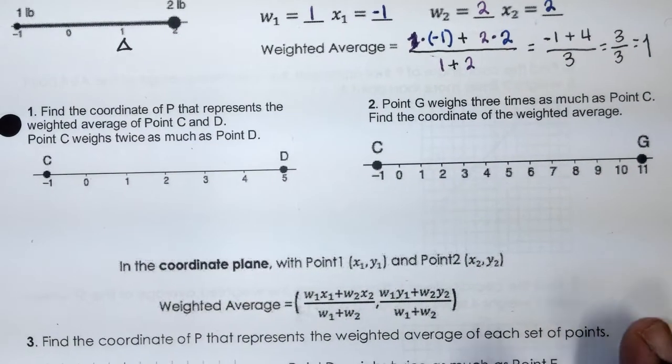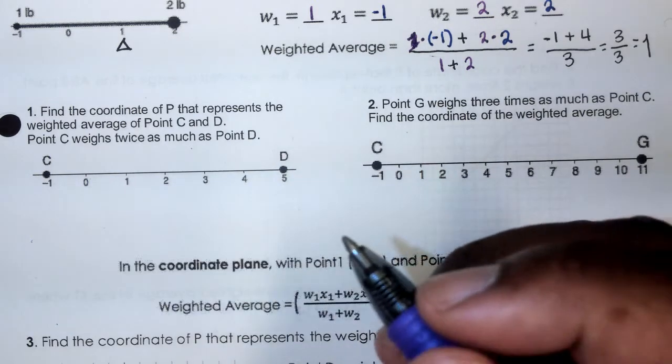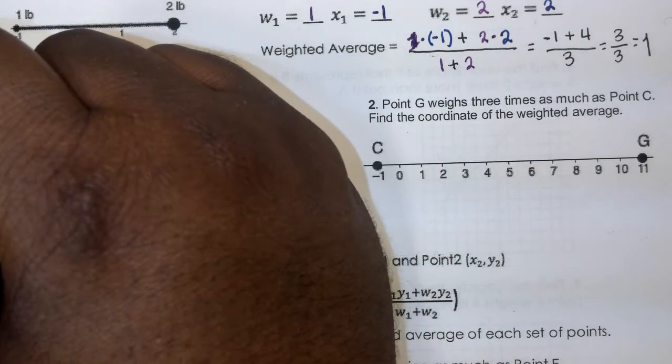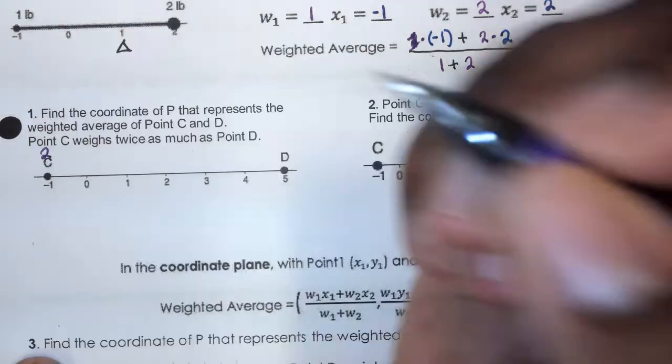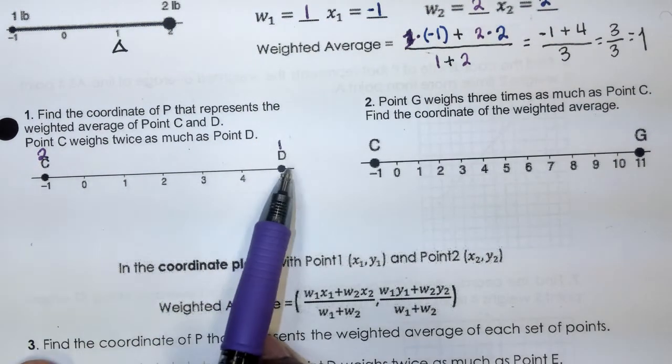I'll leave that there for those who write slow. Find the value of the coordinates of point P that represents the weighted average of point C and D. This is how most of them will look, worded like this. Point C weighs twice as much as point D. So on here, all my stuff is already pretty much put on the line. I just need to understand what I got. They said point C weighs twice as much as point D. So on top of C, I'm going to put a weight of 2 up there. On top of D, I'm going to say that's 1, because they said C weighs twice as much as point D.